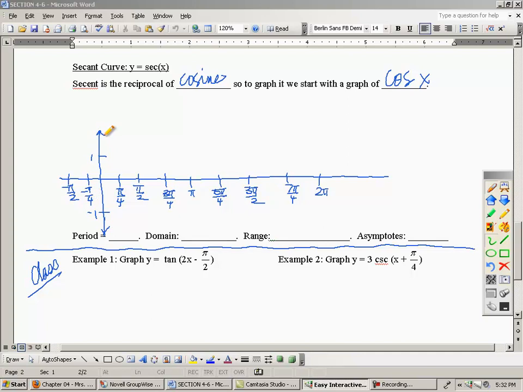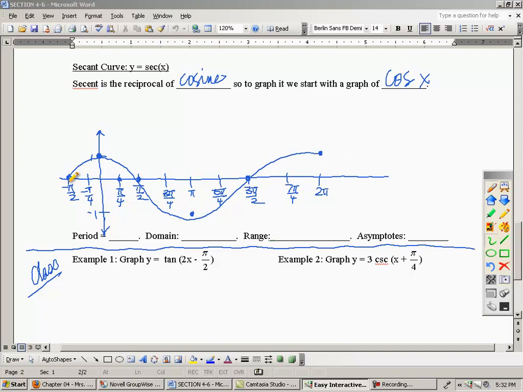Let's talk about cosine. Cosine starts at 1 and then goes to 0. I'm sorry, 0. At pi, it's -1. At 3 pi over 2, it's 0 again. And at 2 pi, it goes back up to 1. So we get this curve, and it goes back over here. Okay, so you kind of get this curve.